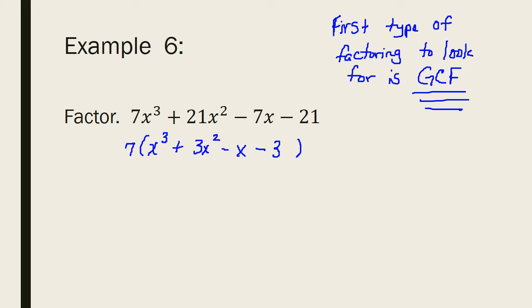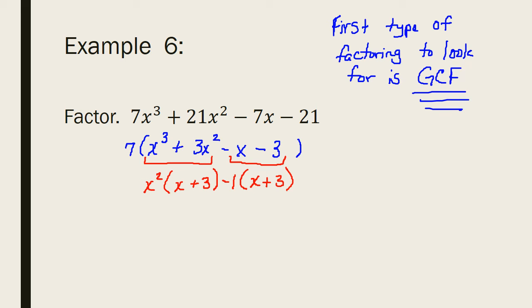So let's group these first 2. Okay, in the first 2, I see that they have an x squared in common. And that leaves me with x plus 3. And then look at the last 2 terms. And what we wanted to have is an x plus 3. But I see I've got a negative x minus 3. So that means I need to pull out a negative 1 to change those to its opposite. And now it's going to be an x plus 3.